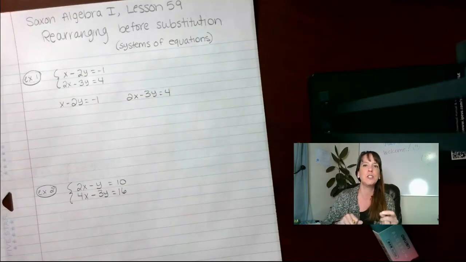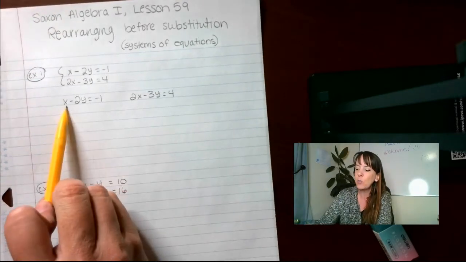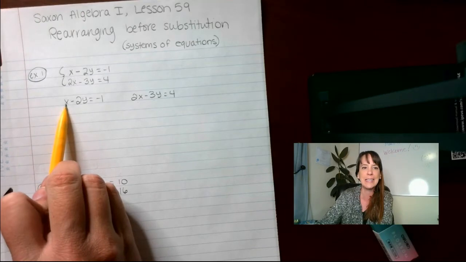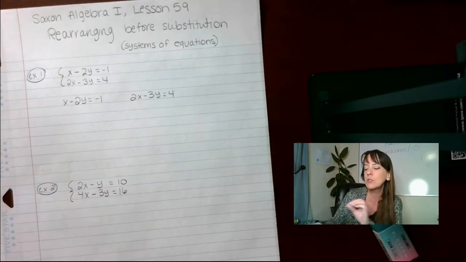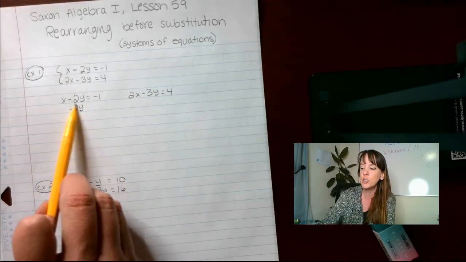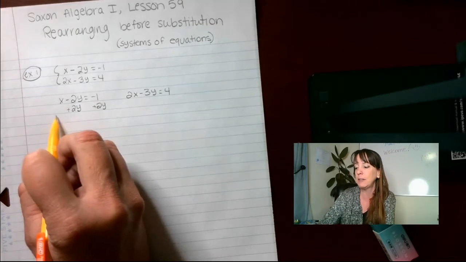The only way we can do substitution is if we have one variable all by itself. Looking at this, 1, 2, 3, 4, there's 4 variables here. The only one I see that's all by itself is right here. I just need to do a little bit of tweaking in order to get it completely by itself. I'm going to go ahead and move that chunk with the 2y over to the other side because that will get it all by itself.